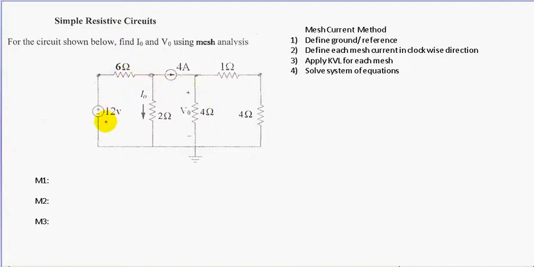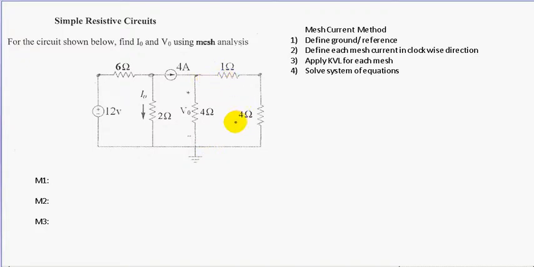See this, if we go up here, 12 volts through the 6 ohms and then 2 ohms, this is a mesh. This is also a mesh where we go up from ground, 2 ohms through this 4 amp current source and then down this 4 ohms. We could also go the other way. This is also a mesh where we go from ground up to 4 ohms, 1 ohm, and then 4 ohms back around again.